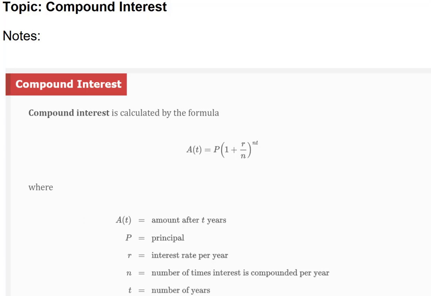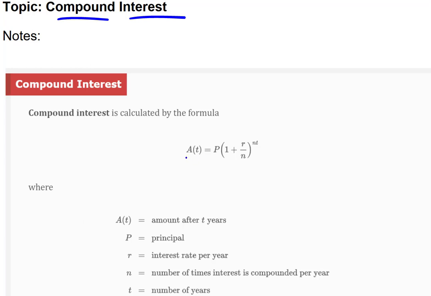This video is about compound interest and how to calculate it. Now this is in the context of our exponential functions and definitions and understandings, and it's relevant because compound interest is done exponentially. We're going to compute compound interest with the following formula.